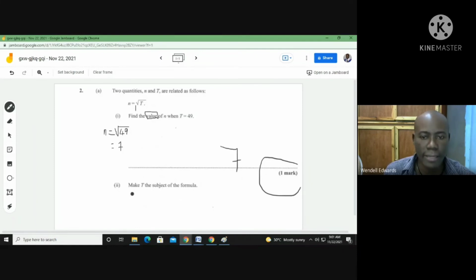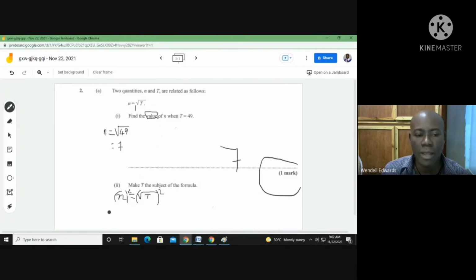Going further again, it says make t the subject of the formula. Well, if we have n, which is equal to the square root of t, and I want to make t the subject of the formula, first thing I'm going to do is to square. Square is the inverse of the square root and vice versa. So I'm going to square the n and square the t.